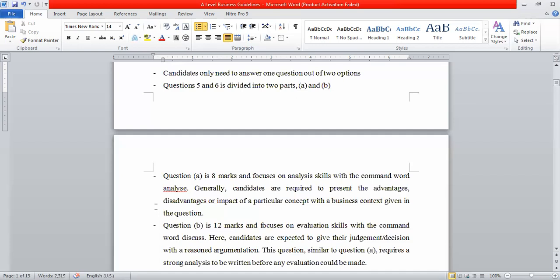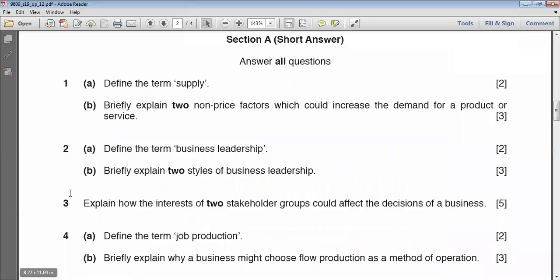Question A of part B is 8 marks and question B of part B is 12 marks, with each one focusing on a different assessment objective. Question A is focusing on analysis, while question B is focusing on evaluation. Question A is usually the easier one because you only need to analyze. You only need to present the advantages, the disadvantages, or the impact of a concept to the business. Of course, with the context or with the situation given in the question. Okay. Let us see the examples now so we have a clear understanding.